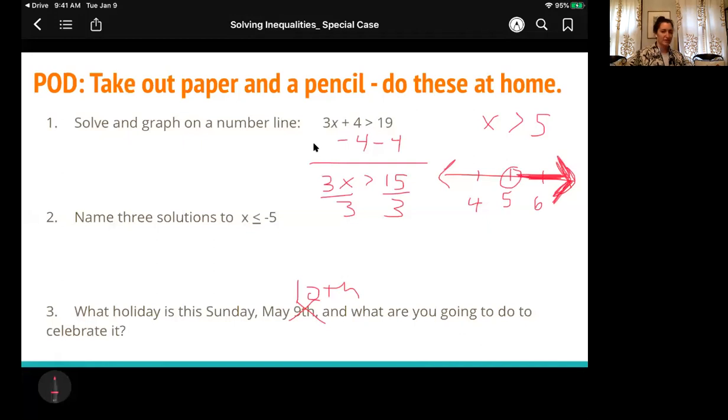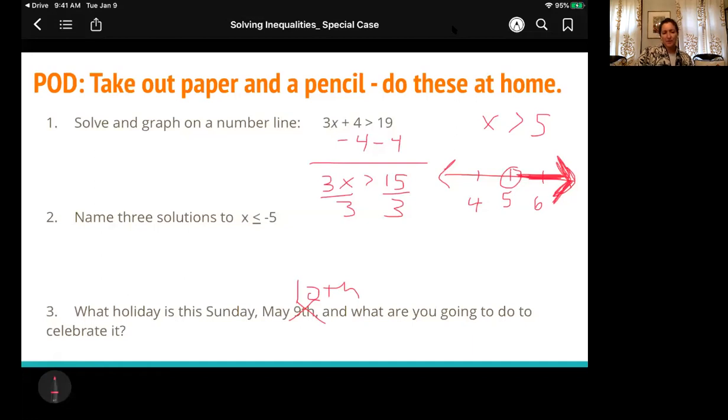Our answer isn't just 6. Okay, our answer goes on 6, 7, and so on. 100, 200, 3,000, and so on. All right, so that's how you would hand draw these number lines. And we're going to do a little practice with that in class today.